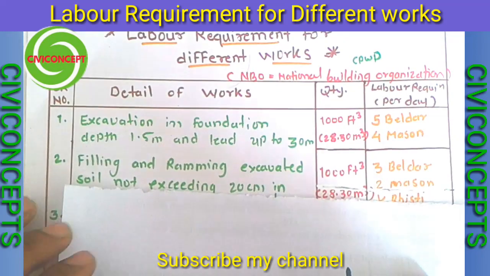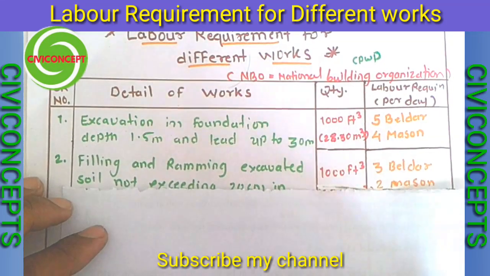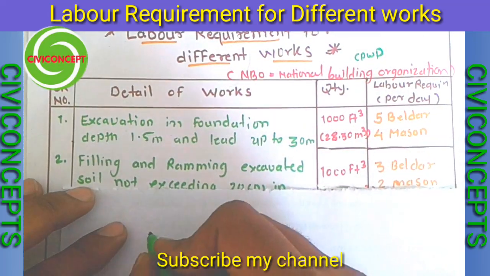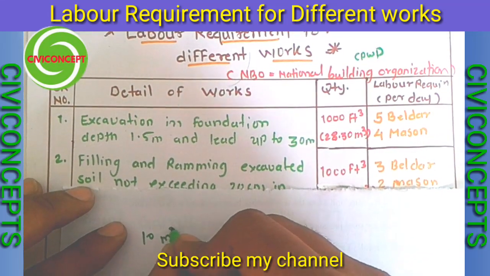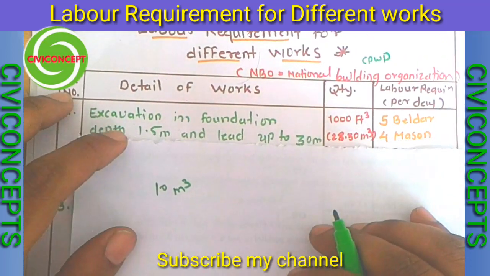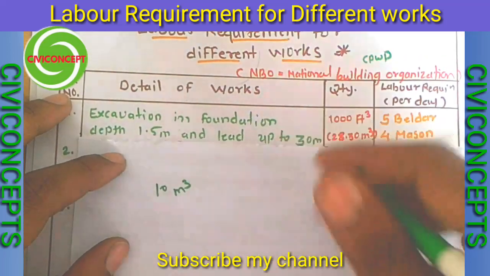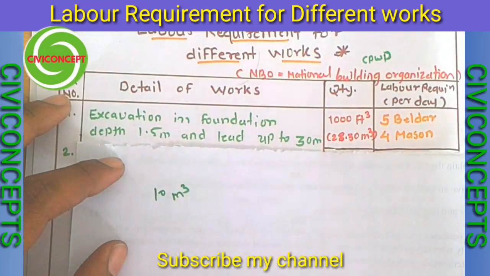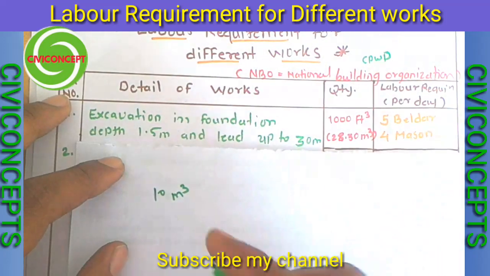So if you want the labor for your own quantity, suppose your quantity of excavation is 10 meter cube, then you have to convert the labors for the 10 meter cube. So you just need to do interpolation.